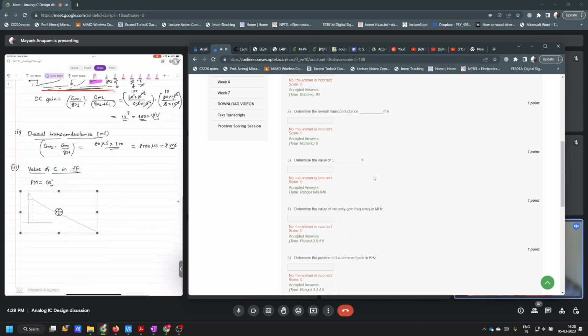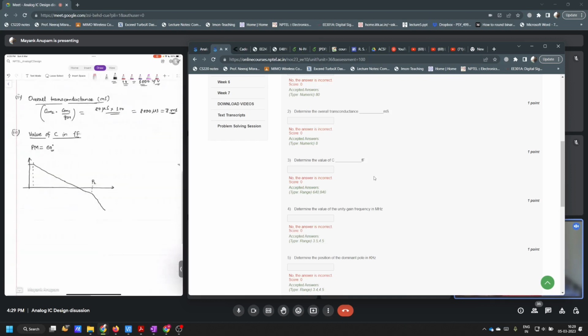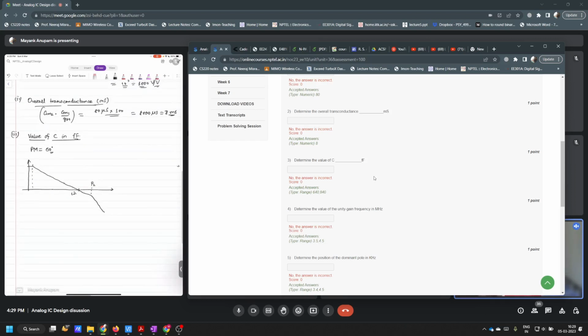Let's take this figure here. Then we have the second pole P2. From there we have this 40 dB per decade slope. This is omega u loop, and this is the loop gain in dB versus omega. This is P1, with minus 20 dB per decade, and then minus 40 dB per decade.